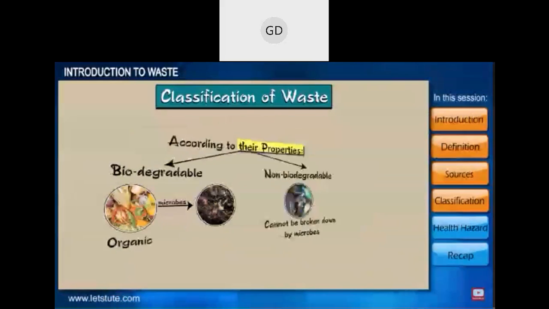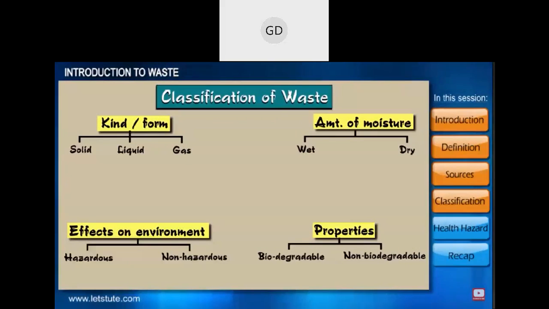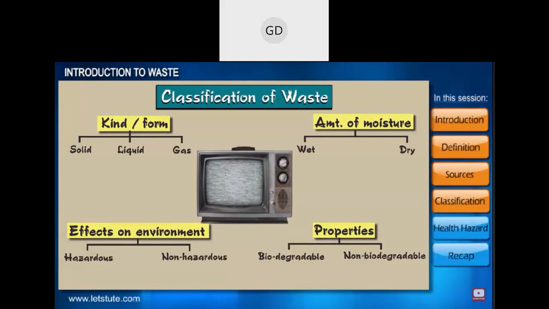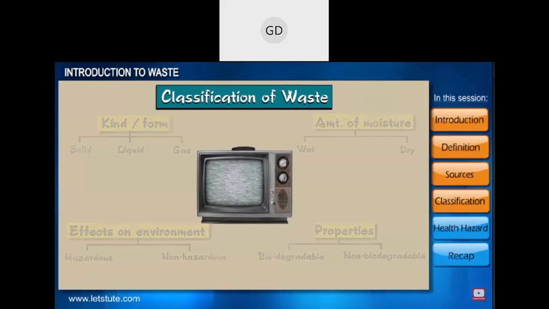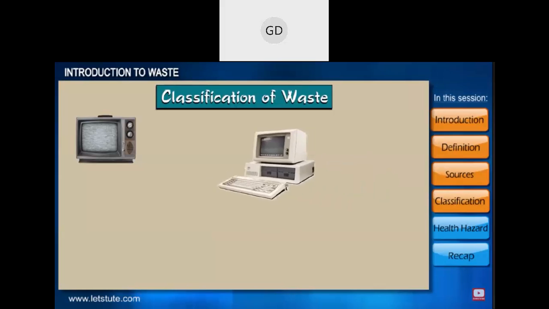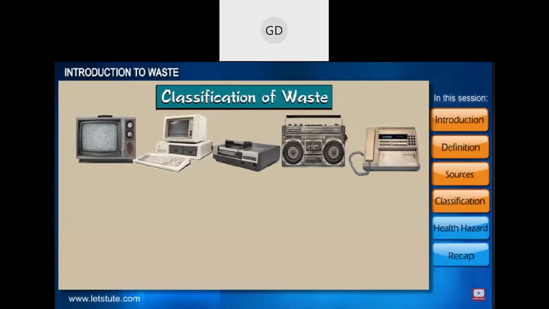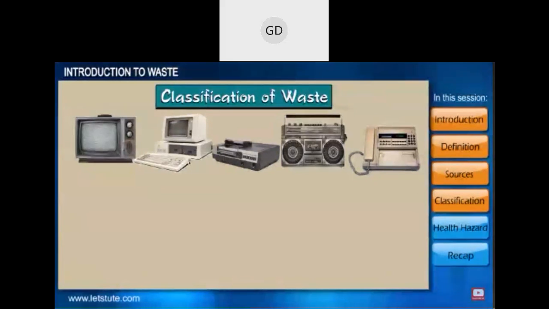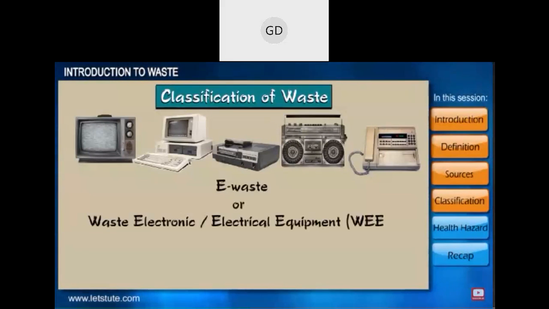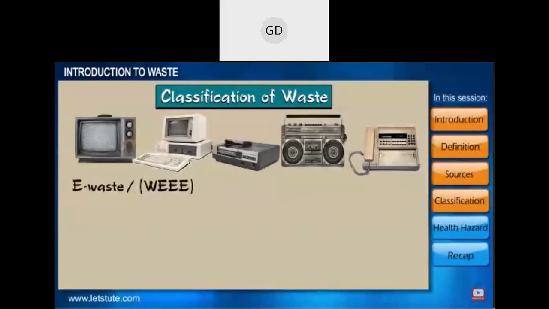So friends, here we saw the various ways by which we can classify the waste. But wait a second, in which category of waste will this old television set fall under? Old television set and similar products like computers, VCRs, stereos, fax machines, etc. fall under a special category of waste called e-waste or waste electronic or electrical equipment. It is the name given for electronic products nearing the end of their useful lives.